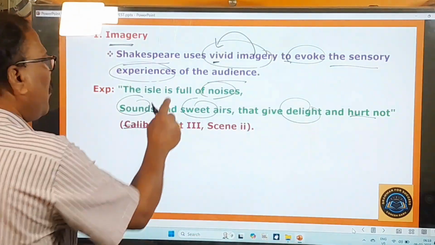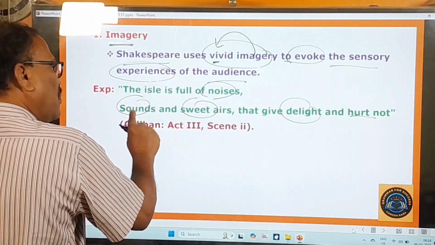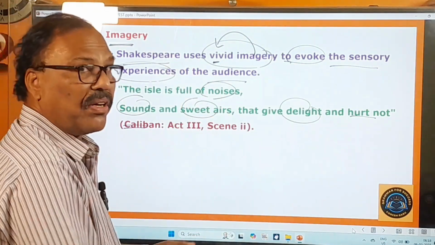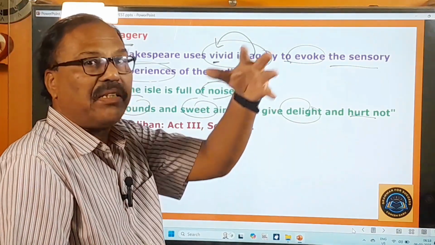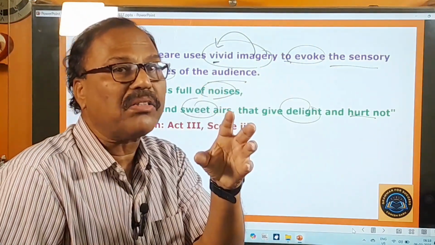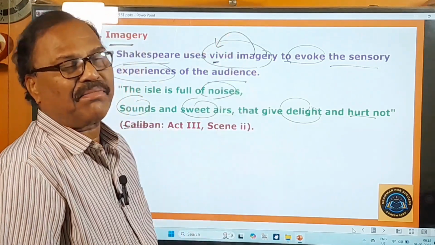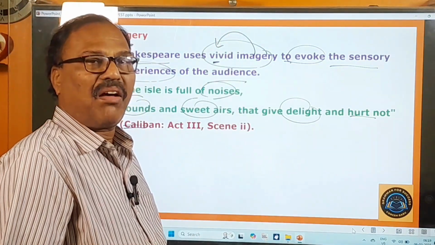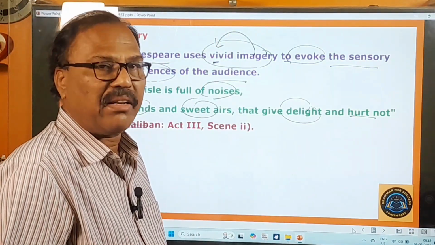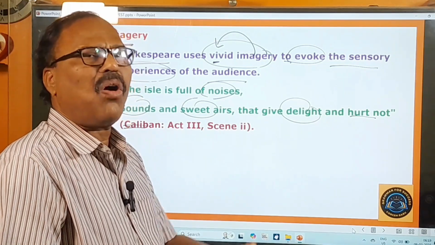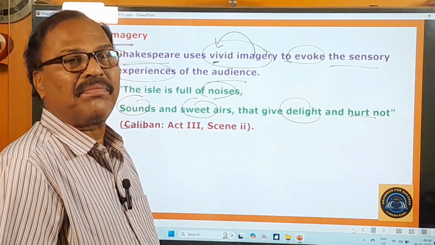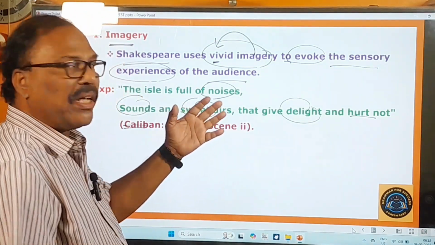So here, full of noises, sounds and sweet airs, and moreover the trees of that island will be blowing what? Sweet air. Sweet air means here pure air. Nowadays we are not able to get sweet air. That means we are getting all polluted air. But on this island you can get sweet air.